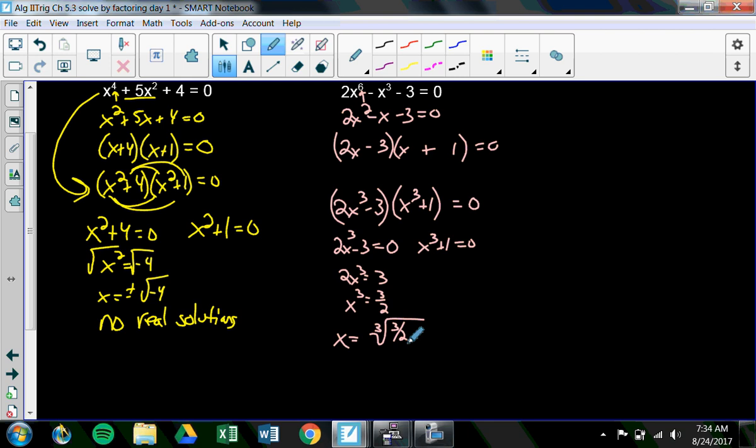And here x to the third equals negative 1. Cube root both sides. And when I cube root, I'll get x equals negative 1. The cube root of negative 1 is actually just negative 1.